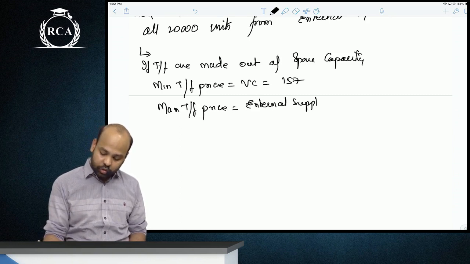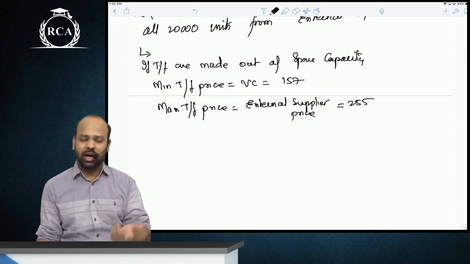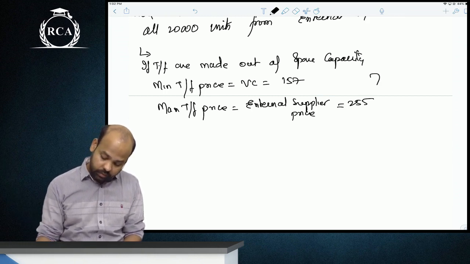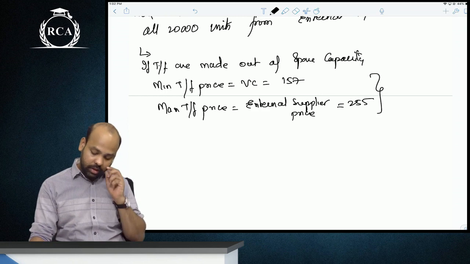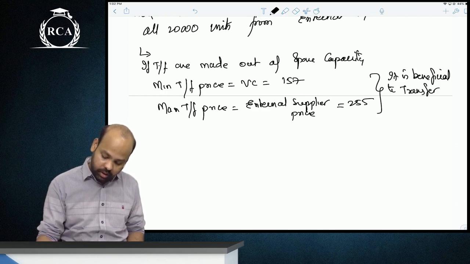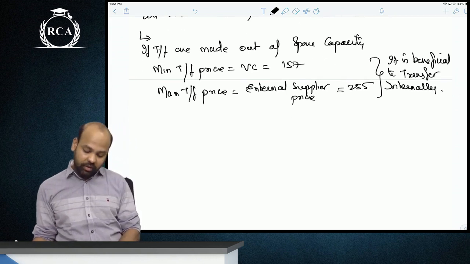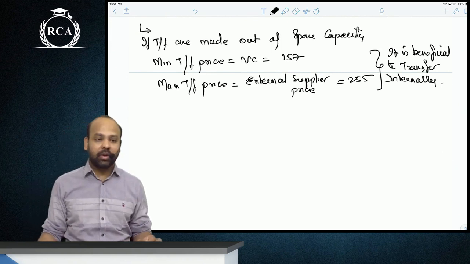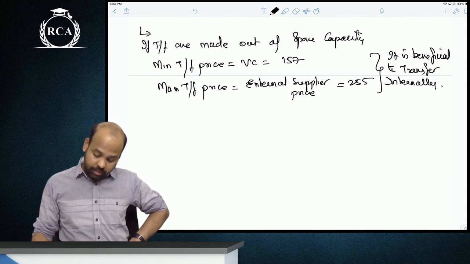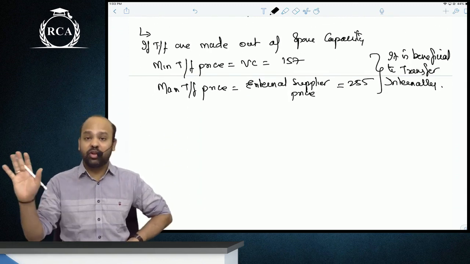I know, beta, that you're supposed to write the lower of net marginal revenue, sir, and that, but net marginal revenue is undoubtedly higher, beta, than 255 rupees. Much higher, guys. So here, guys, it is beneficial to transfer internally. Yes or no? So here, beta, if transfers are made out of spare capacity, minimum transfer price, beta, is 157. I hope, beta, you've written this. Maximum transfer price, beta, will be 255. It is beneficial to transfer internally.